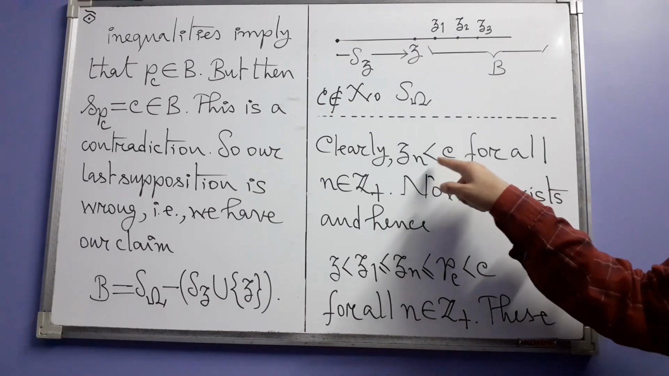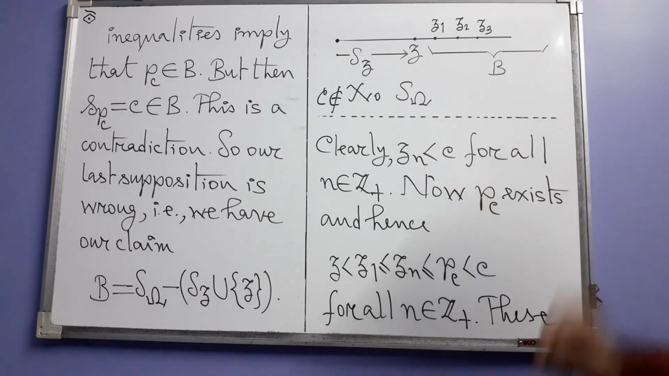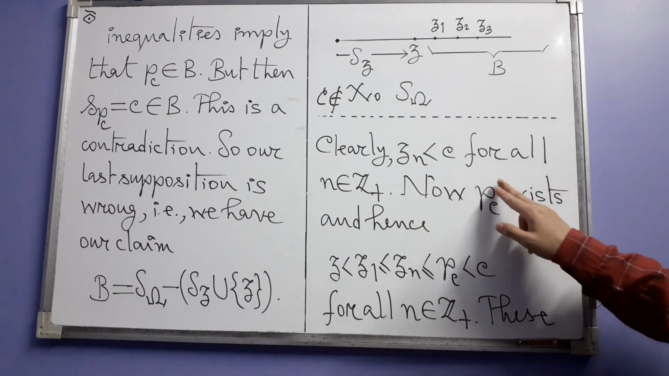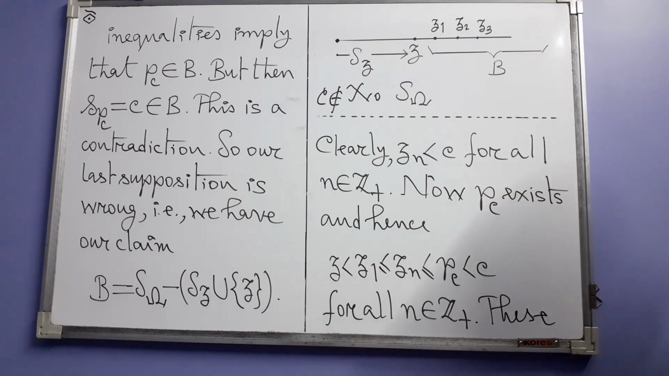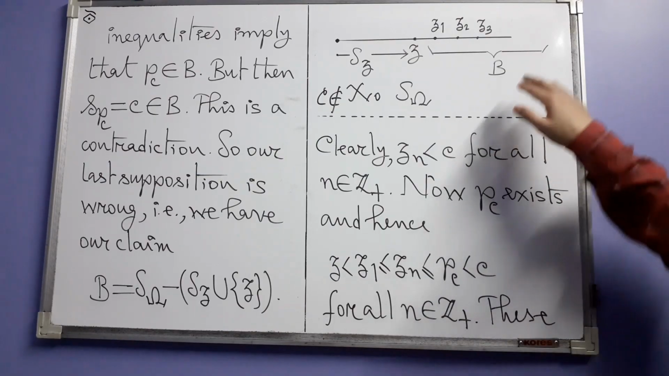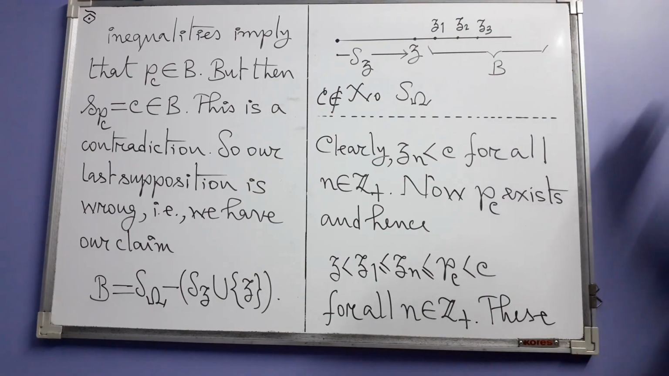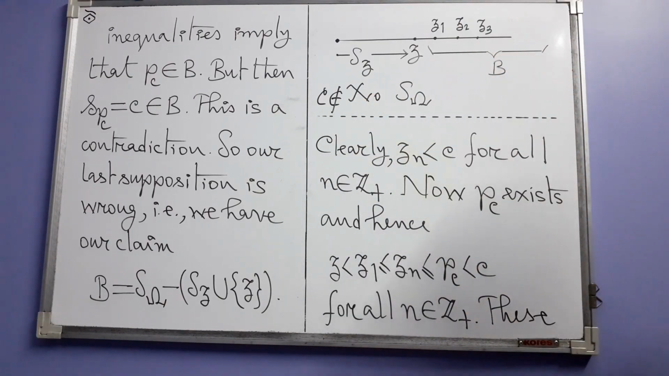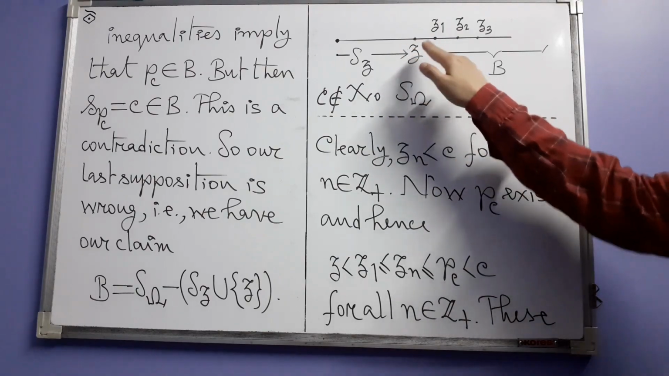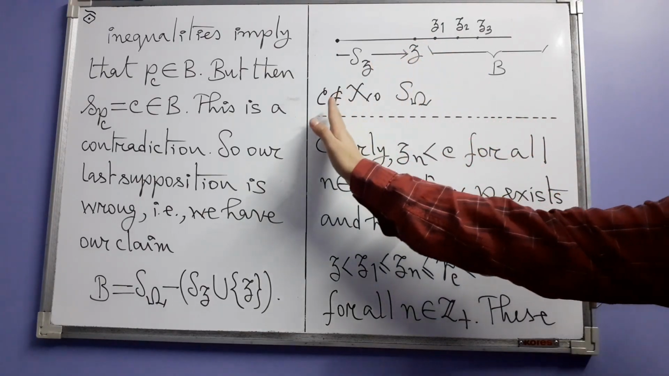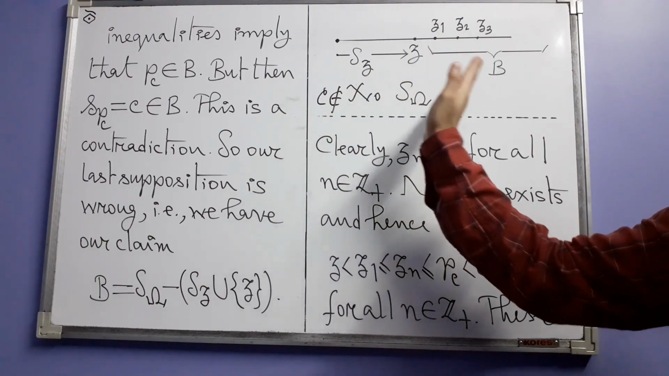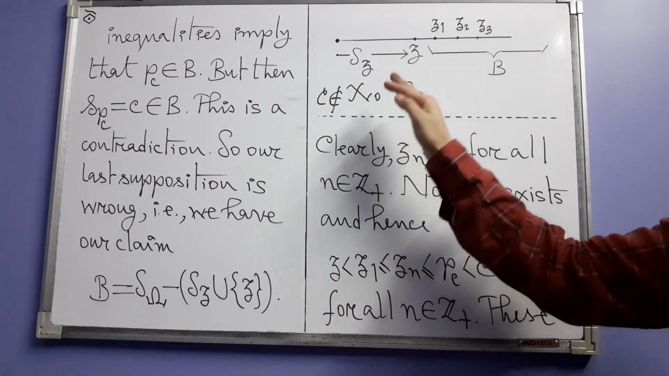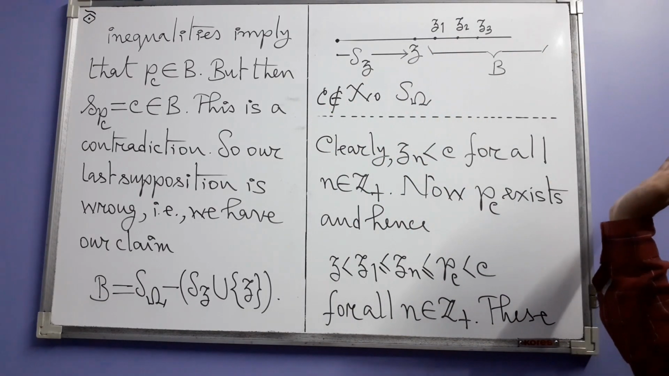In particular, C will be greater than each Zn for all positive integers n. Now the immediate predecessor of C exists. Why? Because C lies on that side. C in particular cannot be an element of X naught because this is the least upper bound of X naught. So no element of X naught lies on the right side of Z. C however lies on the right side of Z.